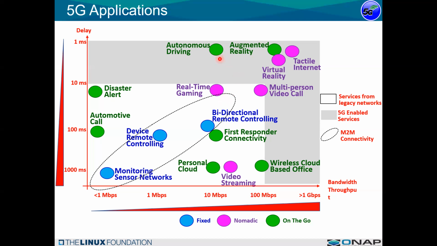Some things here in the gray are things that are really enabled by 5G. Like watching James Bond drive a car autonomously, that would be possible in 5G, which would be completely impossible in 4G.